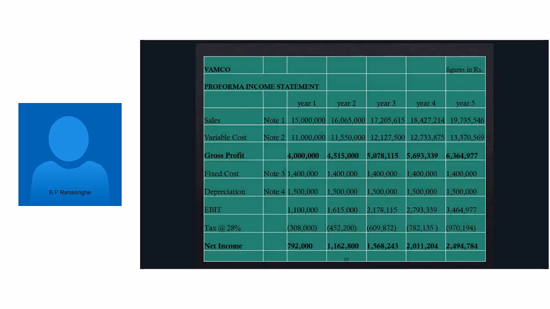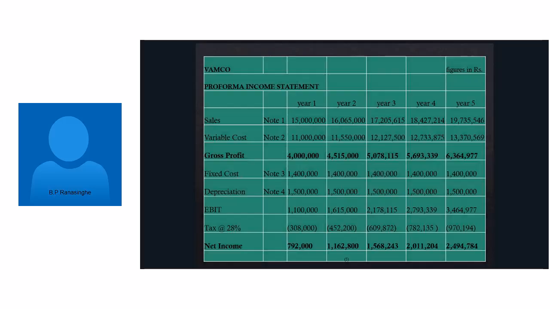Variable cost is also based on the assumptions. During the first year it will be around 11 million, 11.5 million, 11.1 million, 12.7 million, and ending up with 13.3 million. Likewise, it was assumed that fixed cost will be about 1.4 million per year, and since the lifetime of this machine is 5 years, the depreciation based on the straight line method will be about 1.5 million per year.